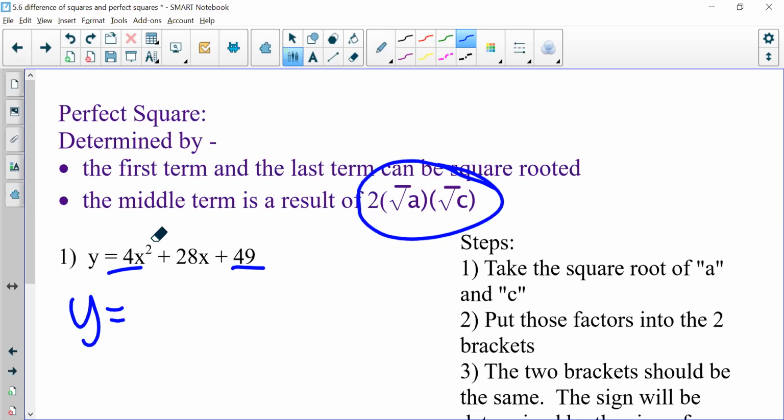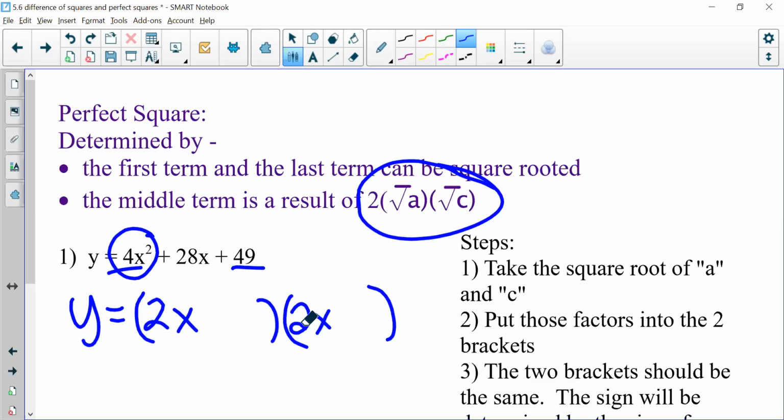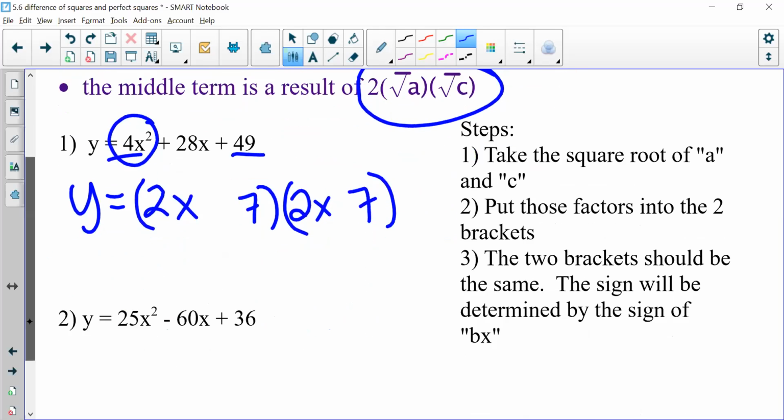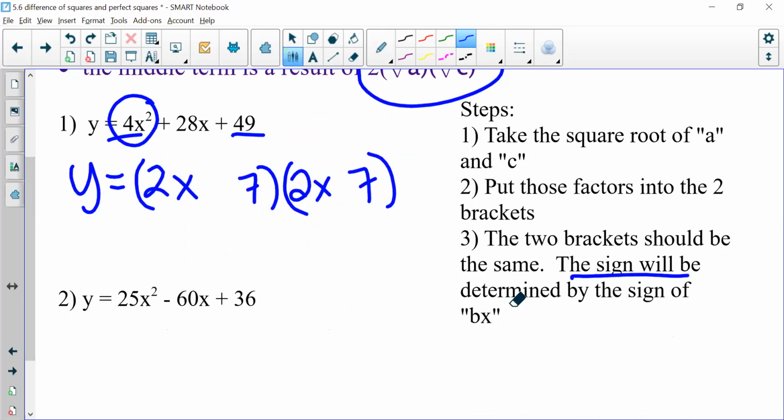What is the square root of this first term? 2x. The square root of 49 is 8? No. Sorry, 7. Now I'm not going to make it plus and minus. If I make it plus and minus, the middle term cancels out. So what I'm actually going to do is use the sign of the middle term. So in this case, they both have to be a plus.